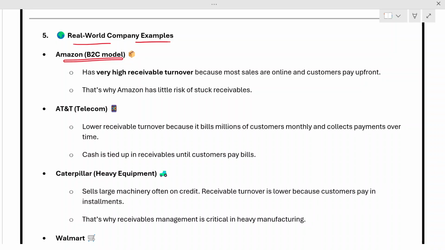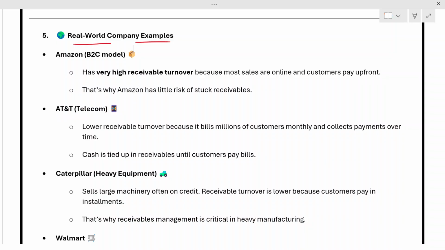Amazon's B2C model has a very high receivable turnover ratio because most sales are online and customers pay upfront. Here the turnover is very quick. When you purchase something you become a debtor for Amazon, but you pay immediately. So every single day Amazon is getting money, and there is a very high turnover ratio. That's why Amazon has little risk of stuck receivables. They are not having any risk from debtors because they get money very quickly.